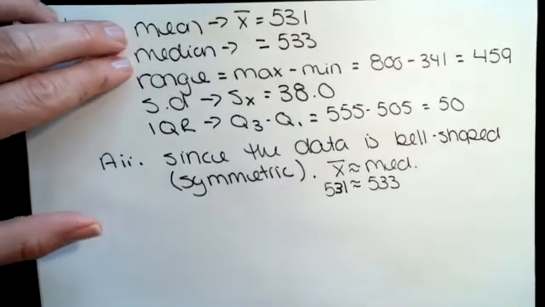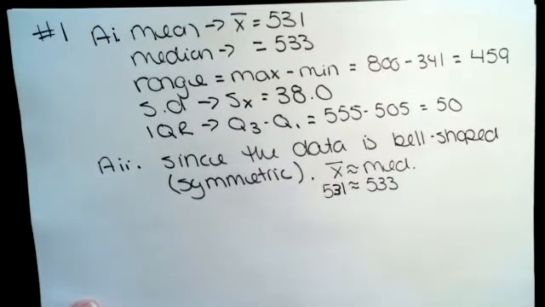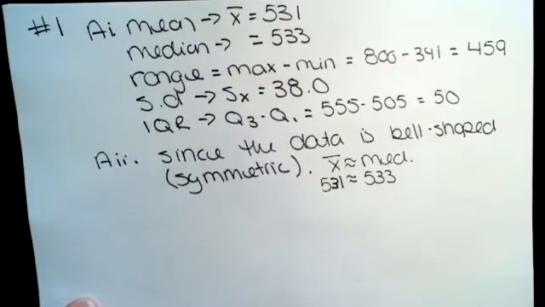Remember, we can use mean and median to tell the shape of a data set. So if the mean is less than the median, it's skewed left. If it's greater than the median, it's skewed right.